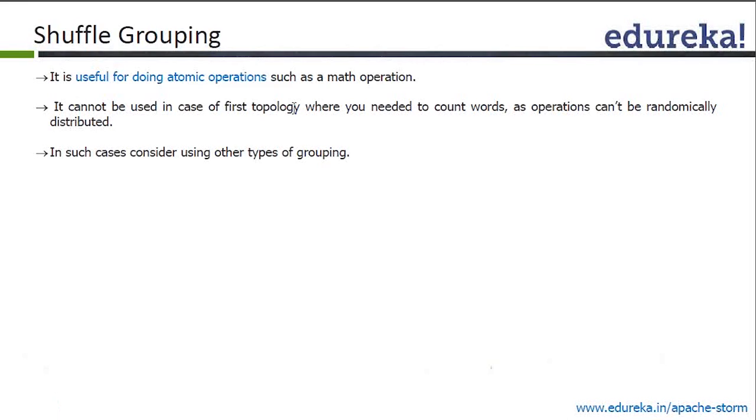So it means definitely if I have to do a kind of operation wherein I might be needing the data of other tuples also, I cannot use the shuffle grouping. So what would be the simple example of this scenario? Anybody? What I'm trying to say is, give me a use case where you think you cannot apply shuffle grouping.